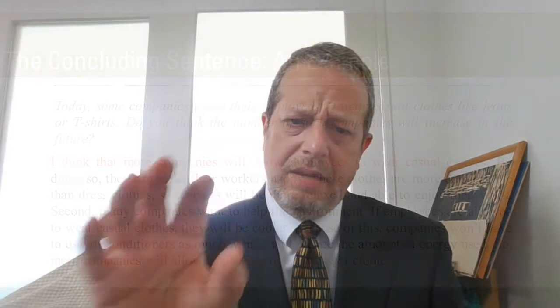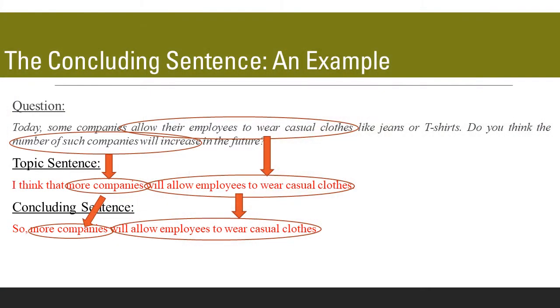Okay, let's focus in on this a little bit more deeply. On this slide, you see the question is written there. Today, some companies allow their employees to wear casual clothes like jeans or t-shirts. Do you think the number of such companies will increase in the future? The topic sentence is written below. I think that more companies will allow employees to wear casual clothes. So is the concluding sentence. So more companies will allow employees to wear casual clothes.